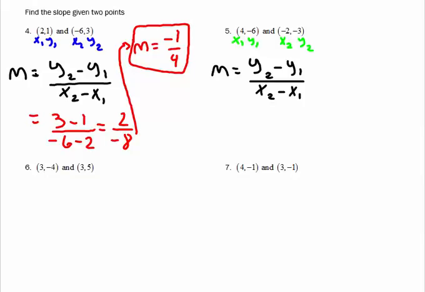Plugging our values in, y2 is negative 3 minus a negative 6 over x2, which is negative 2 minus 4. Negative 3 minus a negative 6, that'll just turn into a plus sign, so we get a positive 3. Negative 2 minus 4 is a negative 6. Again, we need to reduce and bring the negative up to the numerator. So my slope will turn out to be negative 1/2.